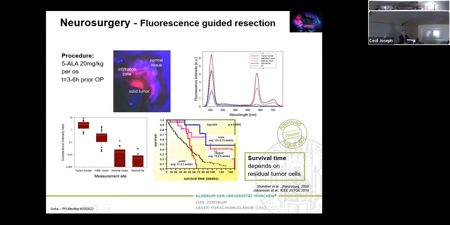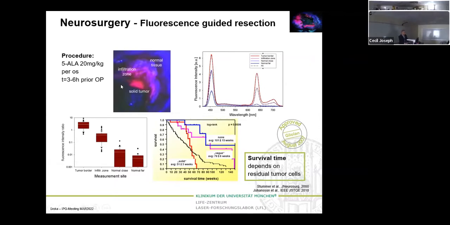So we are here roughly in the mean at about 100 to 110 months, and this is about the doubling time. So the survival time depends on the residual tumor cells here. That is one point. And this procedure has been approved in Europe since 2007, and since 2018 it is also FDA approved. So everybody can work here in the US in neurosurgery with this dye and with this concept.